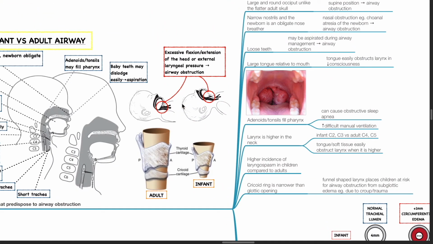Infants have soft and easily compressible laryngeal and tracheal cartilage. Excessive flexion or extension of the head or external laryngeal pressure can cause airway obstruction.